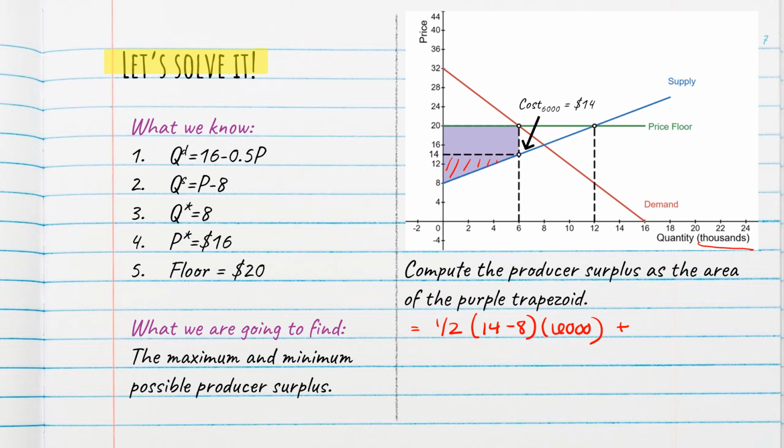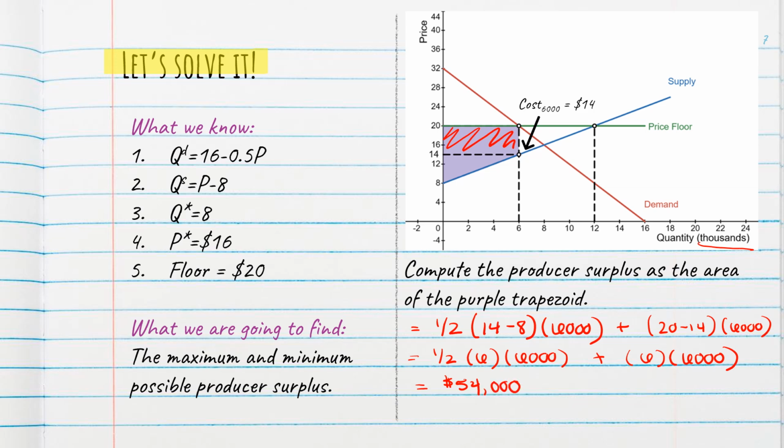Plus, now we need to find the area of the rectangle. Notice that the 14 we solved for before mattered. Plus, the height of that rectangle is 20 minus 14 times 6,000. So we get 1/2 times 6 times 6,000 plus 20 minus 14 is 6 times 6,000. So we have 3 times 6,000 plus 6 times 6,000. That's 18,000 plus 36,000, which is 54,000.